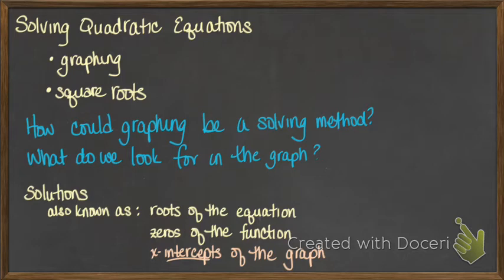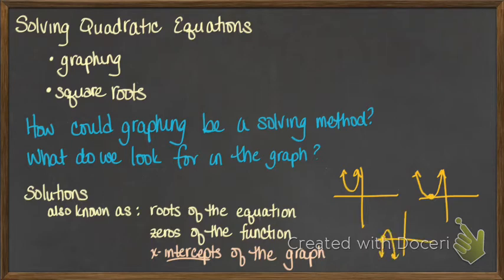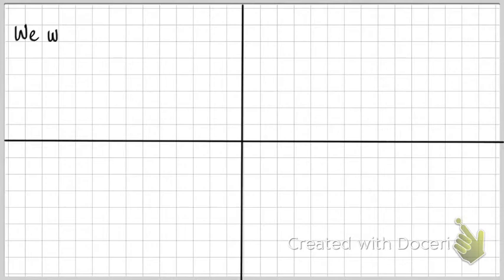Now that means that we also have three scenarios for solutions. You could have no x-intercepts, which means no solutions. You could have just your vertex on the x-axis, so one solution. Or you could have a pretty standard looking, crosses the axis twice, two solution quadratic equation. So let's take a look at one.